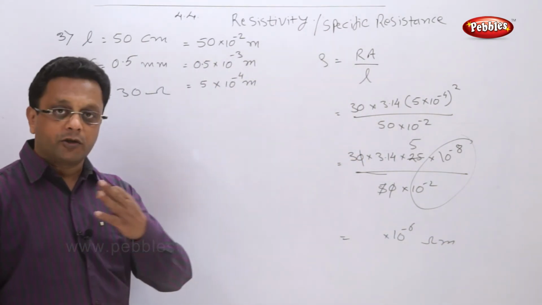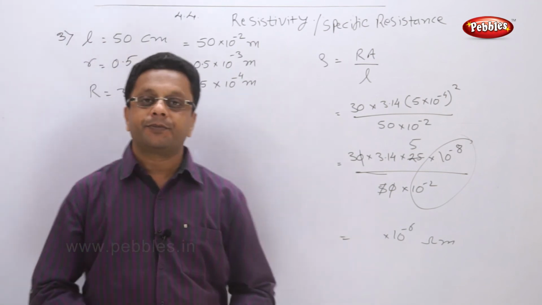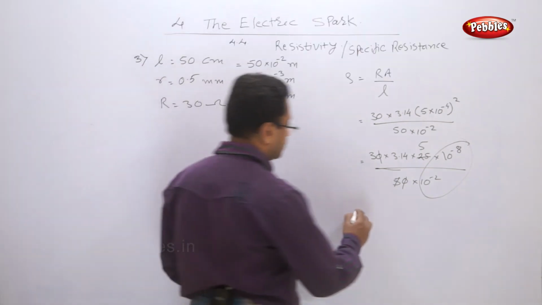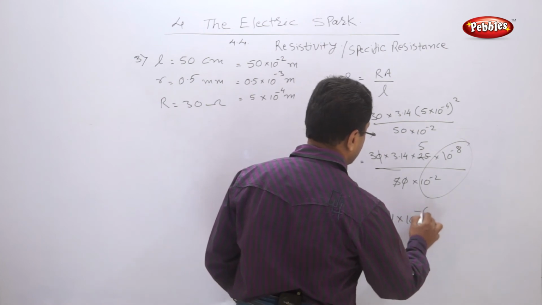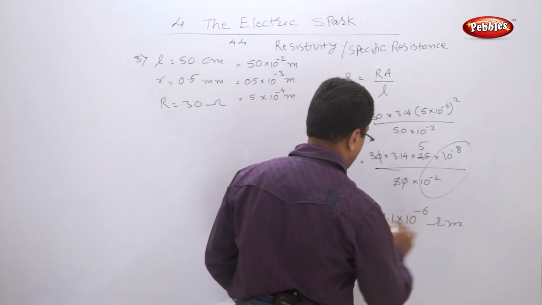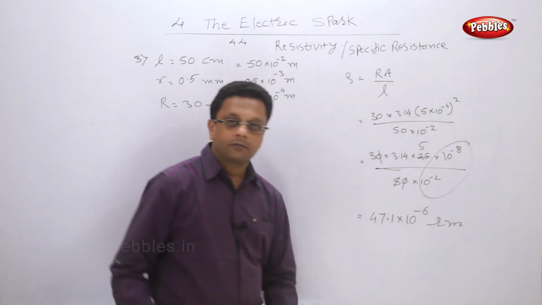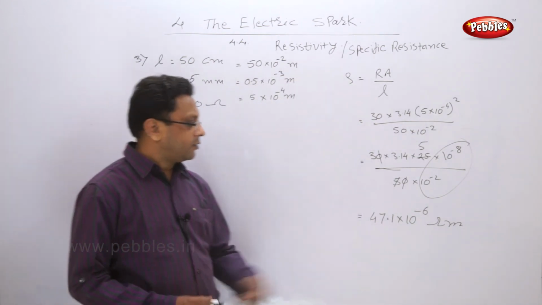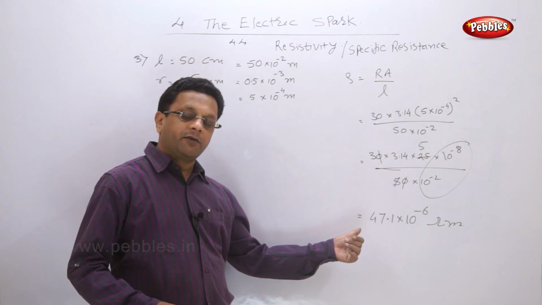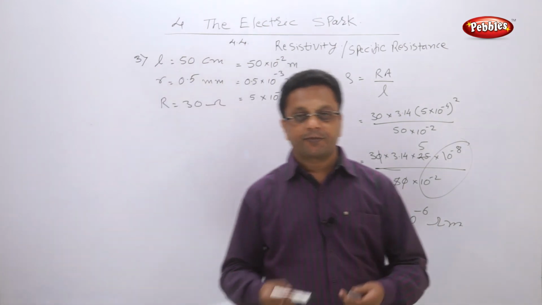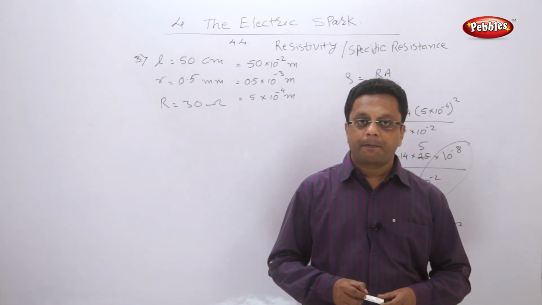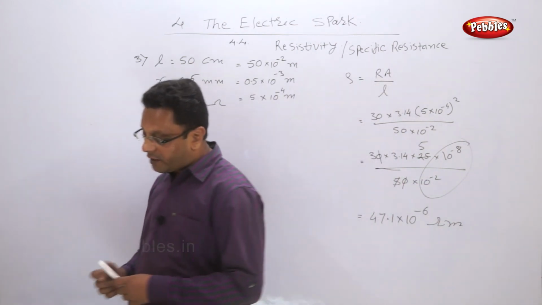Please pause your video and calculate this. The answer is 47.1 into 10 raised to minus 6 ohm meter. If you want, you can shift one decimal point and write 4.71 into 10 raised to minus 5. Okay. So let us see one more example.